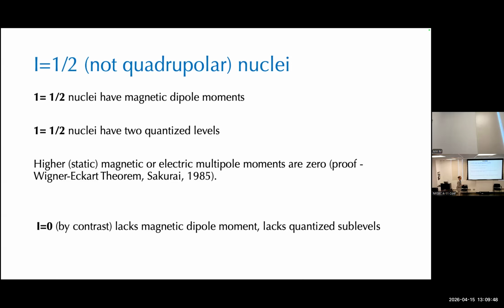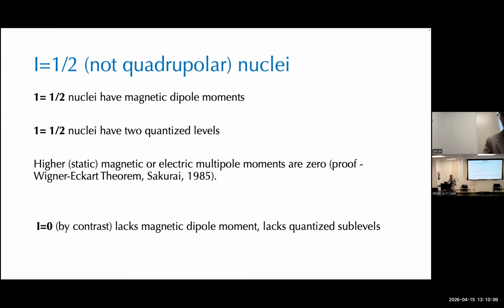Now, by contrast, there are nuclei that have I equals 0. They just don't have any angular momentum at all. It all cancels out. Of course, they lack the magnetic dipole moment, and they lack any of these interactions, and they don't have any sublevels. Okay, so that's the next simplest thing down. Hopeless for NMR. I equals 1/2 is user-friendly for NMR.